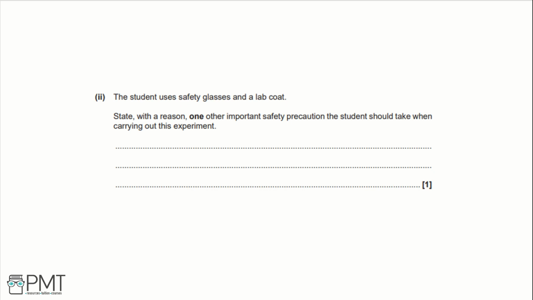Part 2. The student uses safety glasses and a lab coat. State with a reason one other important safety precaution the student should take when carrying out this experiment. For this question, there are 3 different options that would get you the mark, saying that compounds may be toxic, poisonous, flammable, all of those 3, and then you need to use a fume hood or fume cupboard. That gets you a mark, saying both of those things.